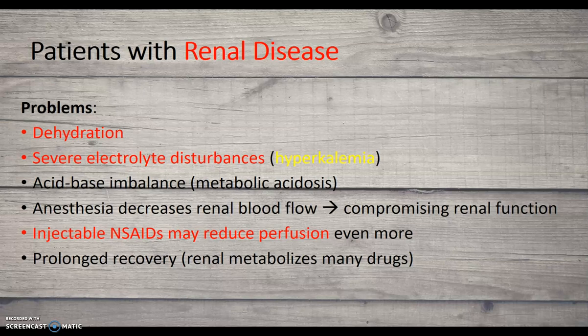Renal disease, big problem is dehydration and electrolyte disturbances, especially hyperkalemia or increased what? Acid-base imbalance can cause a metabolic acidosis. Anesthesia decreases renal blood flow, and if they already have bad renal function, this can compromise their kidneys even more. And you have to be careful about injectable NSAIDs, as these may also reduce perfusion to the kidneys.